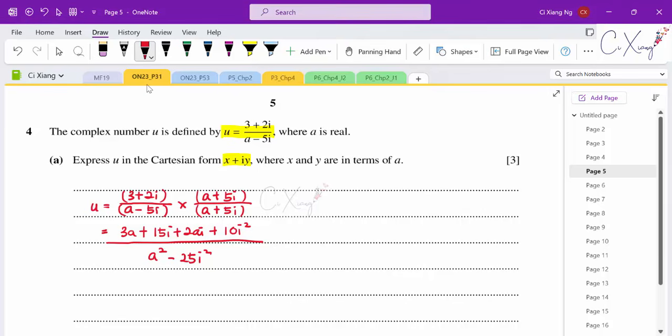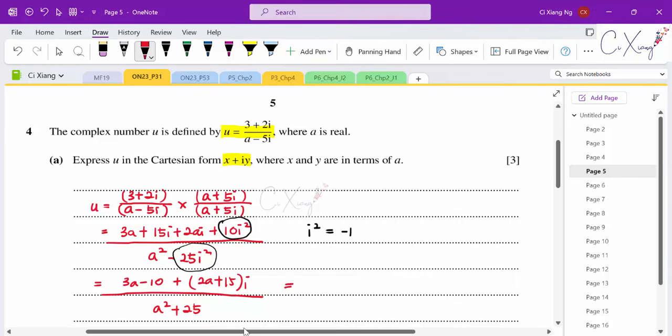Then further simplify them. I just want to give a little reminder here. What is i squared? We cannot leave i squared or any power of i in our complex number. You should know that i squared equals -1. So from here you can see I'm having an i squared here and another i squared here. Change the i squared to -1 and simplify your answer. So by right you should have 3a minus 10 plus 2a plus 15i, divided by a squared plus 25.